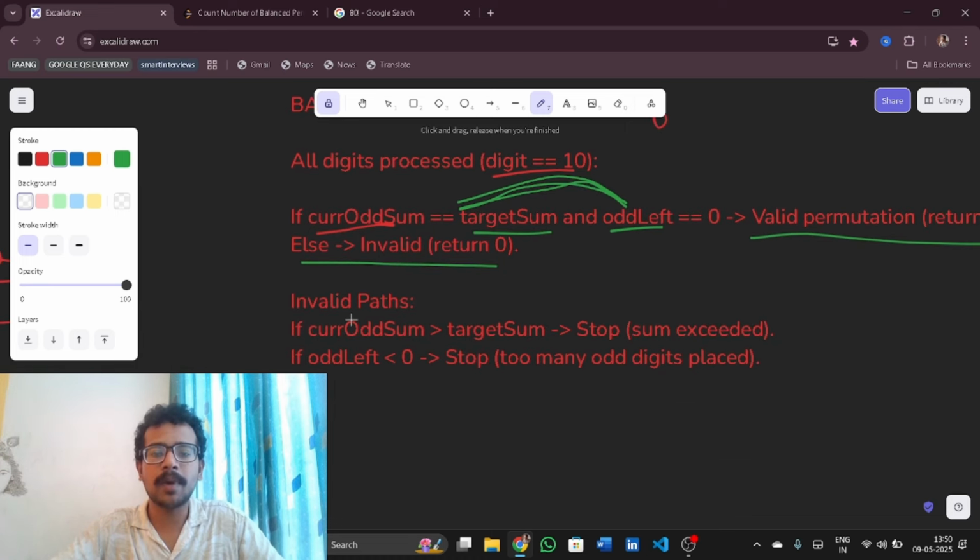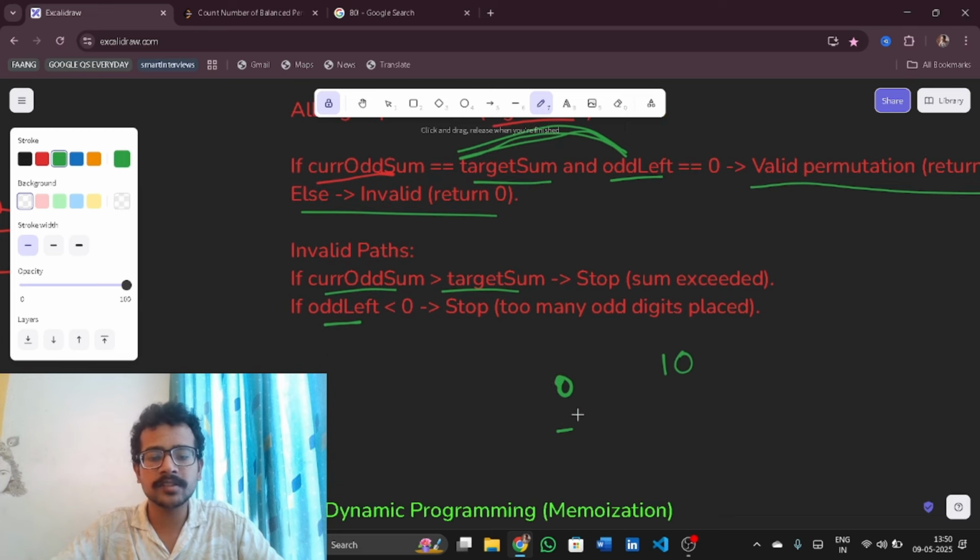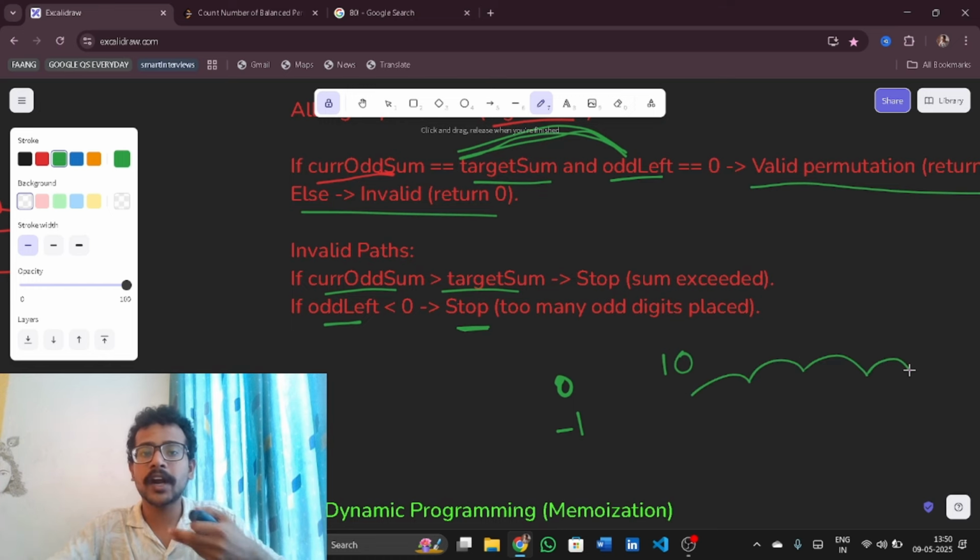Now invalid paths. If current sum is greater than the target sum, then we need to stop. We only need 10 as the sum. Now if odd left is less than 0, that means I have pushed it to -1, then we need to stop. That means we are trying to store in more odd places than required.